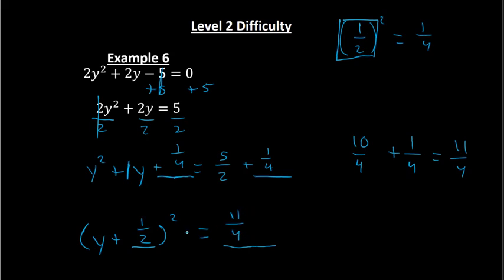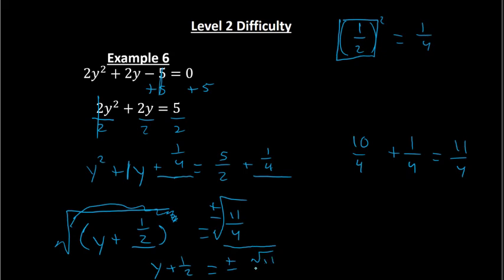So now I have forced this left side to become a perfect square, which I can then get rid of the square by taking the square root of both sides. So take the square root of both sides, and the square and the square root will undo each other. I'm left with y plus 1 over 2 equals plus or minus the square root of 11 over 4, which, by the way, you can separate into a plus or minus square root of 11 over the square root of 4, which would be 2.